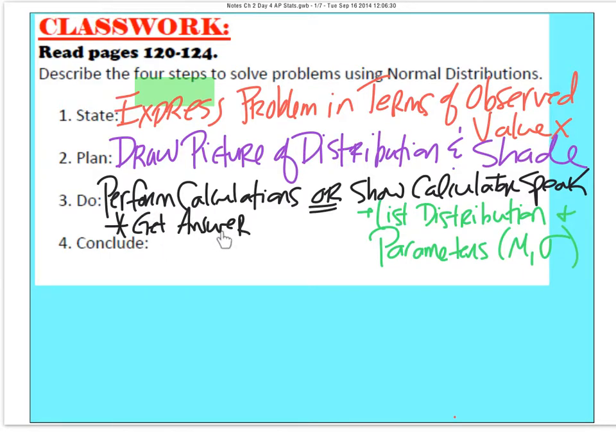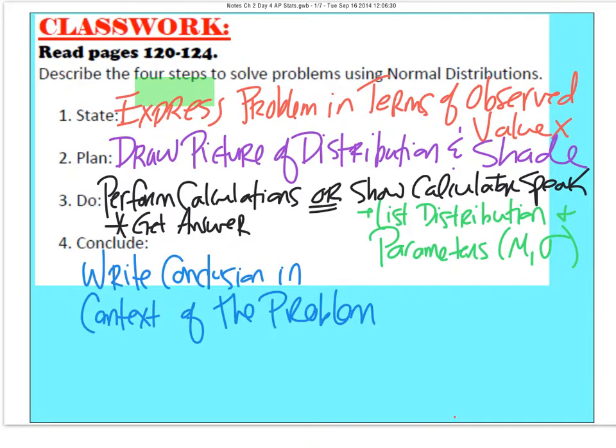Now after we get the answer, we're going to make our conclusion, and you basically just write it in the context of the problem. And for chapter 2, this just basically means once you find your probability, you might say it's a 68% chance that you get the boys with heights in between 2 different ranges. So just talk about the context of it.